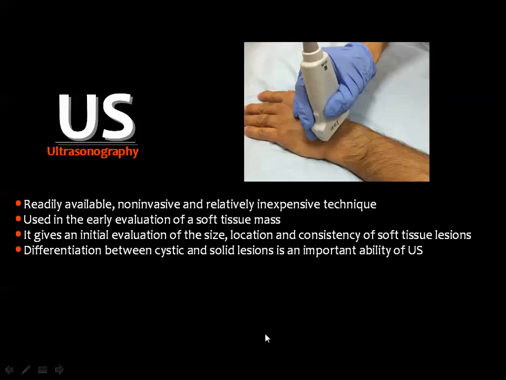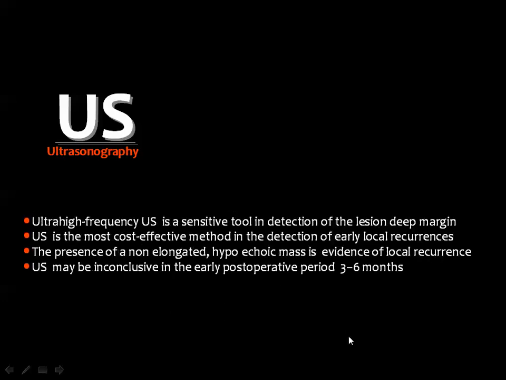Then we come to the ultrasound, which is considered one of the major diagnostic imaging modalities for evaluation of soft tissues. Ultrasound is readily available, non-invasive, and a relatively inexpensive technique. It is used, as I have mentioned, for early evaluation of soft tissue tumors to separate benign from non-benign masses, and it can also show the size, location, and consistency of the lesion, and easily differentiate between cystic and solid lesions.